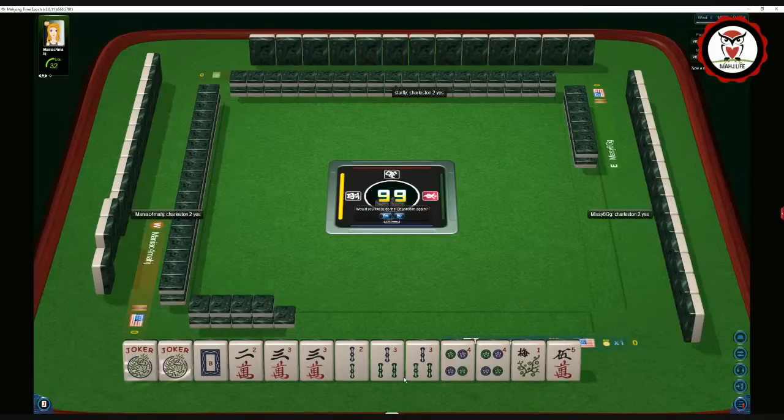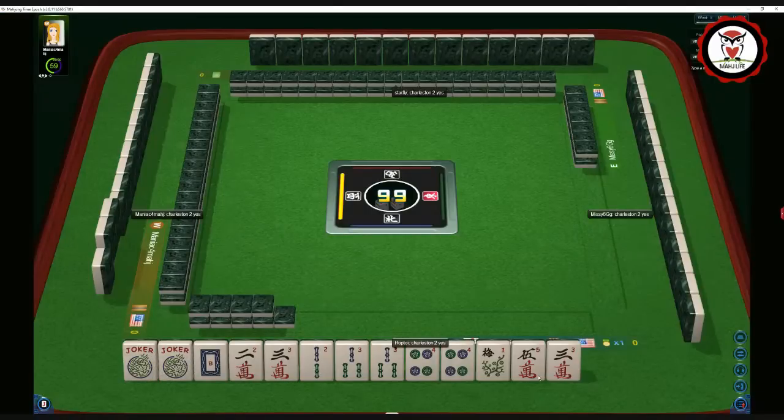Let's see here. 2 crack, 3 bam, 4 dot. 3 crack, 5 crack. White dragon. 3, 3. We don't need numbers. 2, 3, 4. Okay, I guess we can keep going here. Actually, let me see here. We're in between. We're going to keep going.